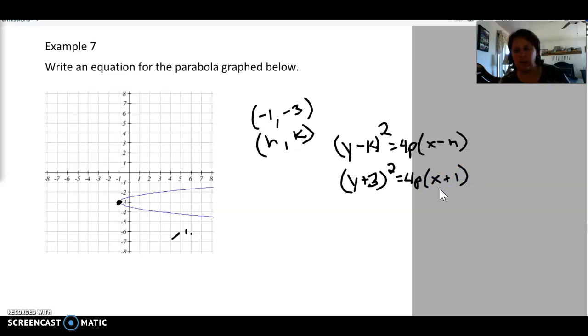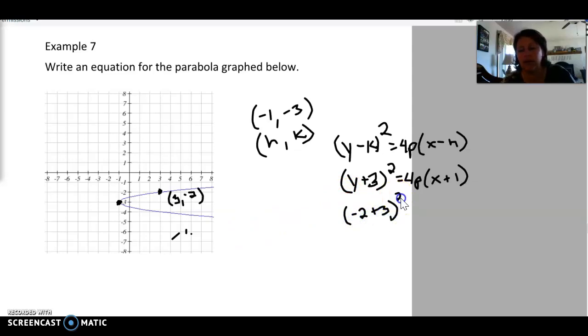Okay, we need to figure out what p is. So we are going to go back over here and look on our graph for a good point. This looks like a really good point right here. The point (3, -2) goes through this parabola. So I'm going to plug that into this equation and solve for p. So at that point, y is -2.